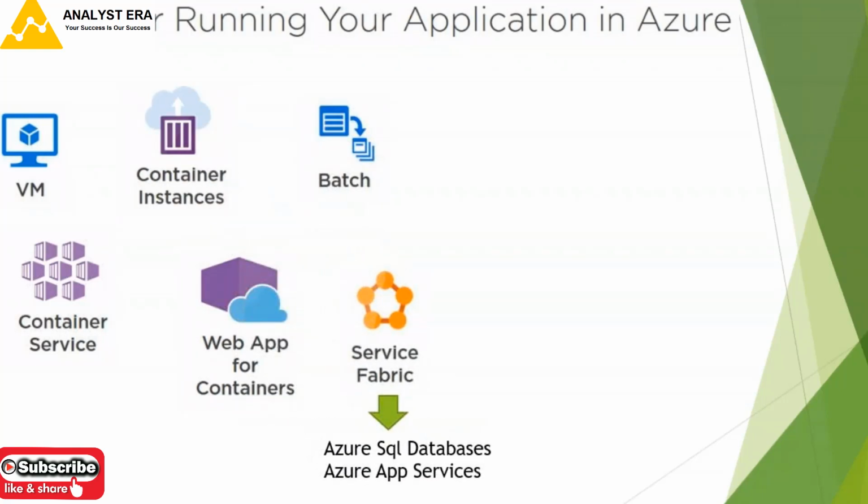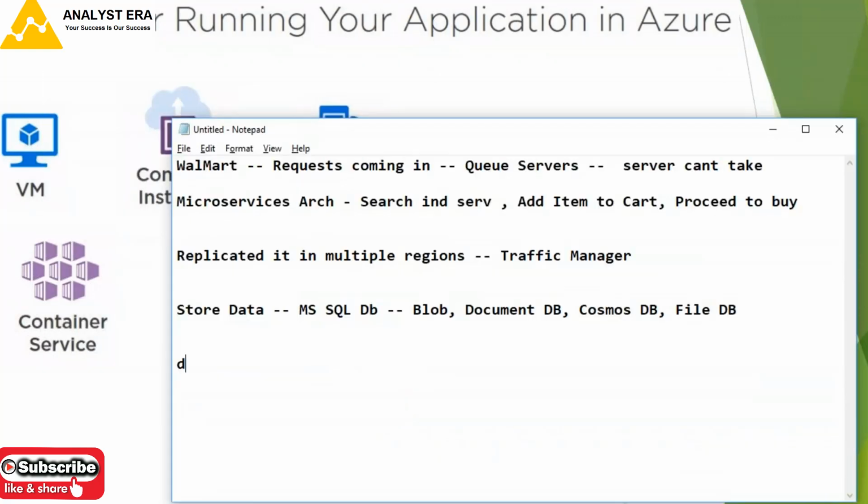Then you have Service Fabric. This is what is being used in Azure to host Azure itself. As you see the logo, it has 5 nodes. So what is Service Fabric? It is more to do with a container kind of environment. Whenever I am deploying my application, I'll deploy it in containers.